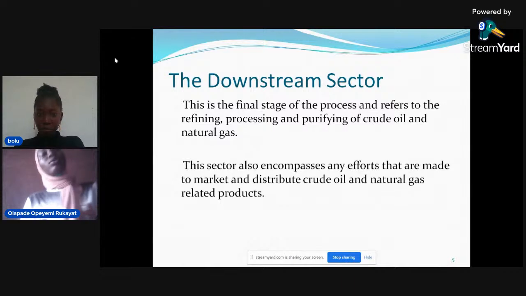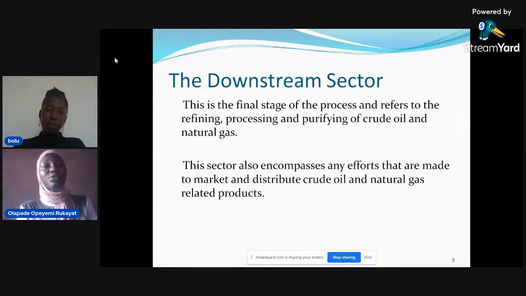And this sector also encompasses any efforts that are made to market and distribute the crude oil and natural gas related products. Examples of the companies are the refineries, and the filling stations too. Those are the things you can find in the downstream sector. So that's just it about that.